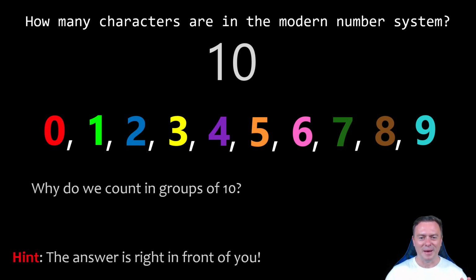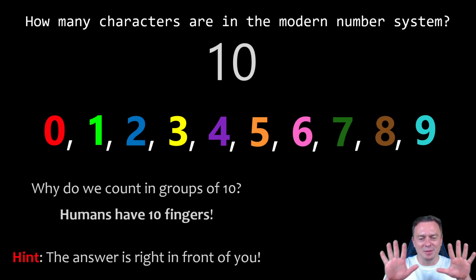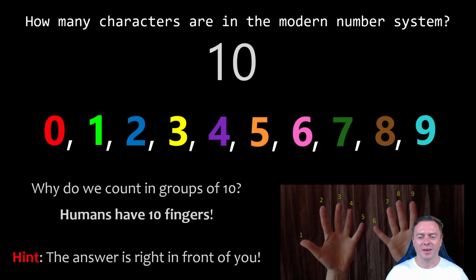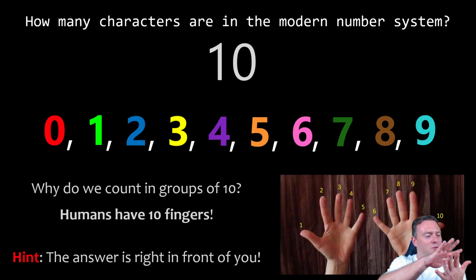Okay. Have a think about it. So the reason is actually because humans have 10 fingers. Okay, so we have 10 fingers. So the way we count is 0, 1, 2, 3, 4, 5, 6, 7, 8, 9, 10. So one group of 10, 20, 30, 40, 50, 60, 70, 80, 90, 100.